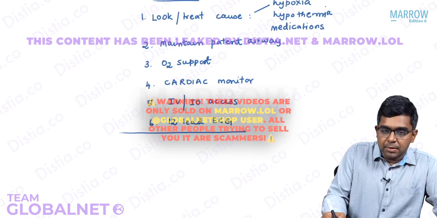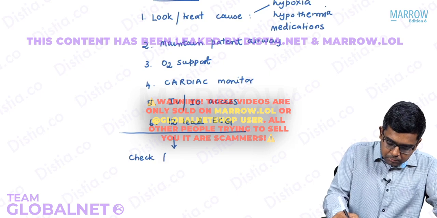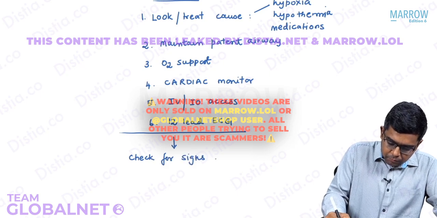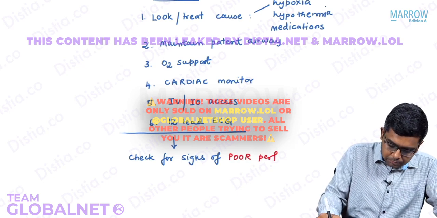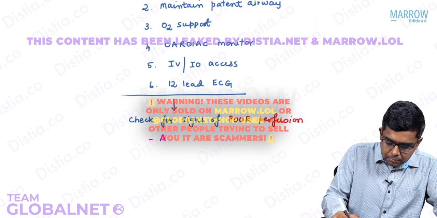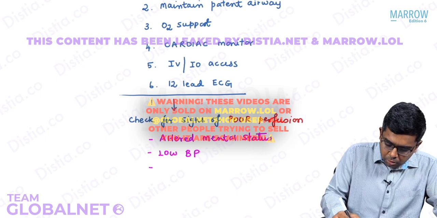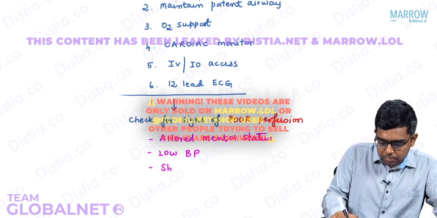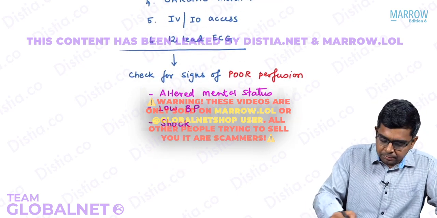After having done all the basics, the next step is to check for signs of poor perfusion. Very important. Check for signs of poor perfusion. These signs include altered mental status, low blood pressure or hypotension, or the child having features of shock. If any of this is present, it is considered as signs of poor perfusion.